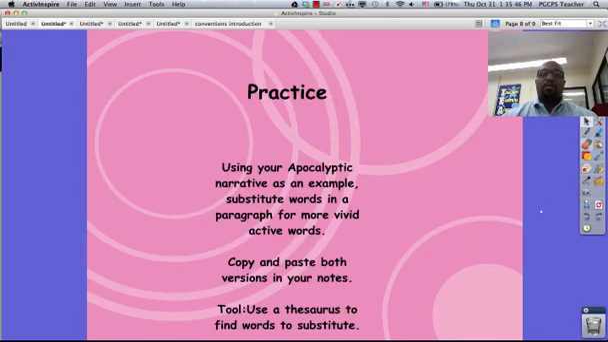All right, so for practice, what I want you to do is use your apocalyptic narrative as an example, and this is what I want you to do in your notes. Substitute words in a paragraph for more vivid, active words. So basically what you're going to do is copy and paste both versions in your notes, possibly use a thesaurus to find words to substitute. This first paragraph we will already have written in class. So you're going to take that example, paste it, and do a newer version with more descriptive and vivid words, applying some of the things we discussed in this video.